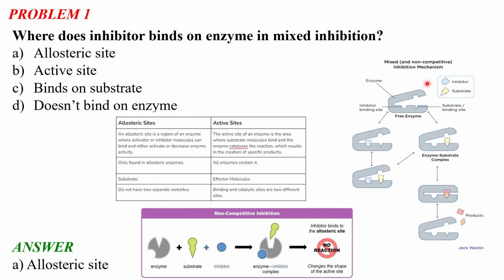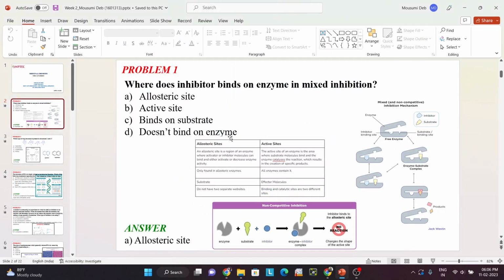Now, this is also a diagram for the mixed or non-competitive inhibition. Mixed inhibition and non-competitive inhibition, sometimes the two terms are exchangeable, meaning we can use these terms for similar cases. So, this is the enzyme molecule, this is the inhibitor binding site and this is the substrate binding site, and this is the inhibitor and this is the substrate. So, what happens, it is the enzyme substrate complex.